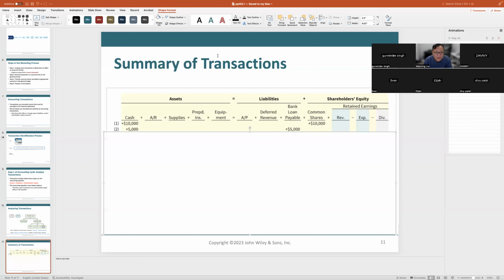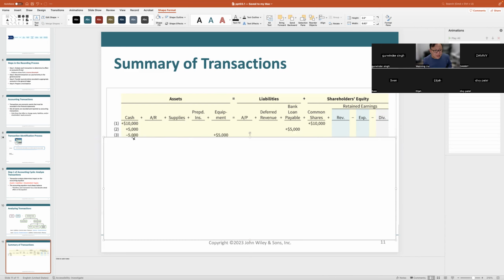Very good. So you borrowed money from the bank. You borrowed $5,000, right? So your cash increased because you get money from the bank. Your cash increased 5,000, but your liability also increased 5,000, right? Your liability also increased 5,000. Okay, very good. Next one.